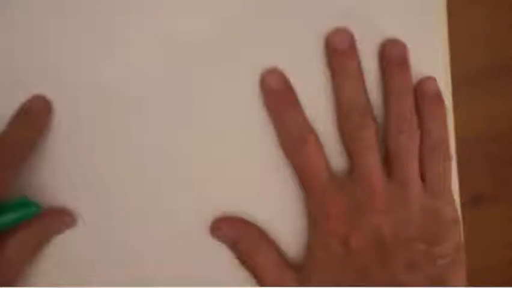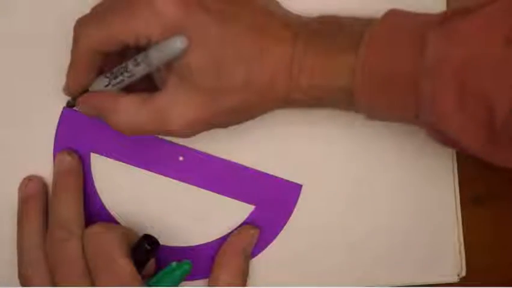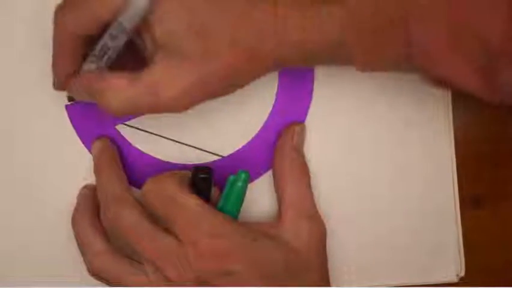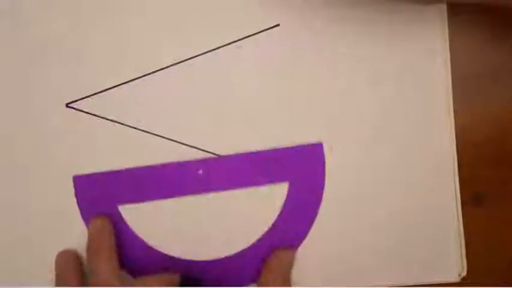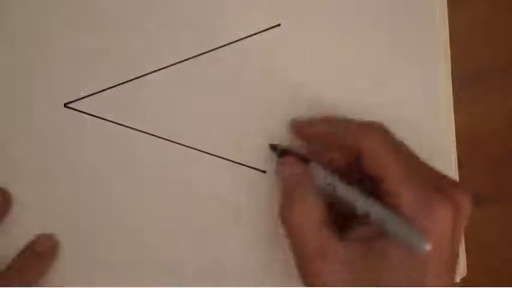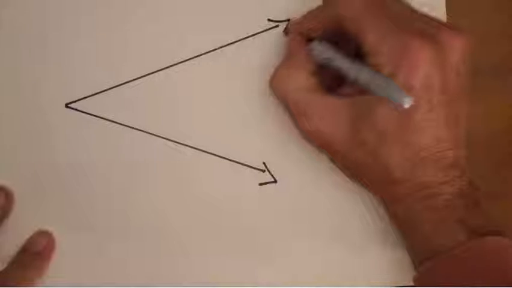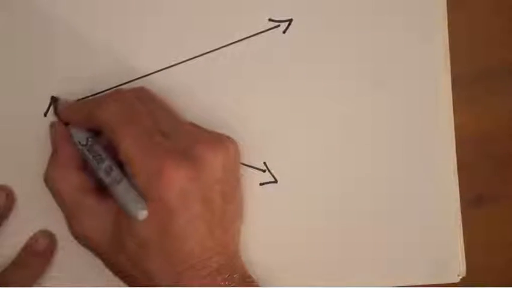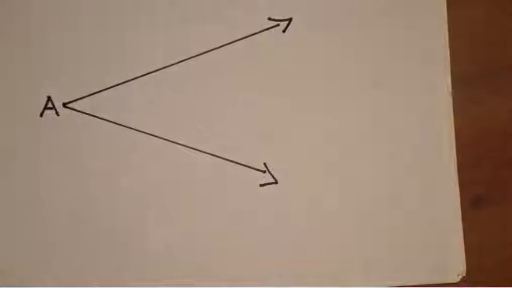Moving on to the last construction that we're going to do. Just like you can bisect a line segment, you can also bisect an angle. And if we have an angle, and these two rays, when they meet at the vertex of the angle, we'll just call that angle A.